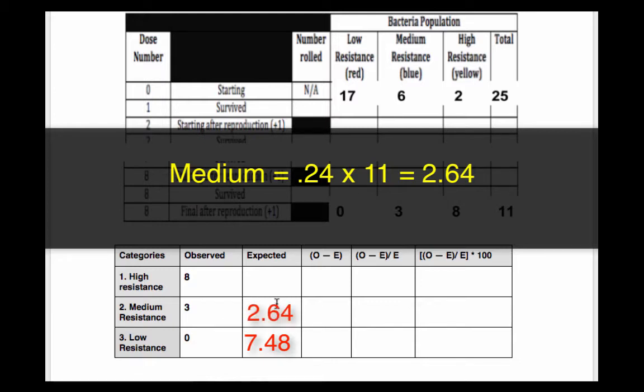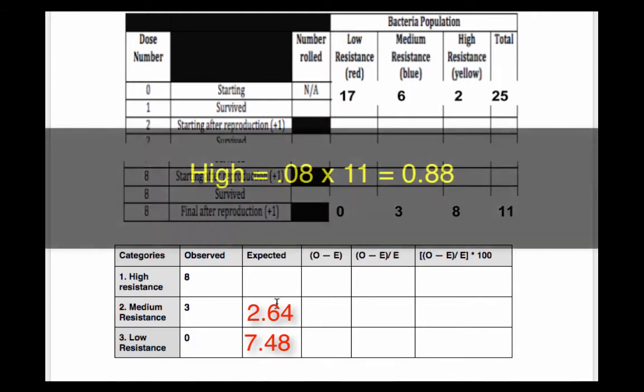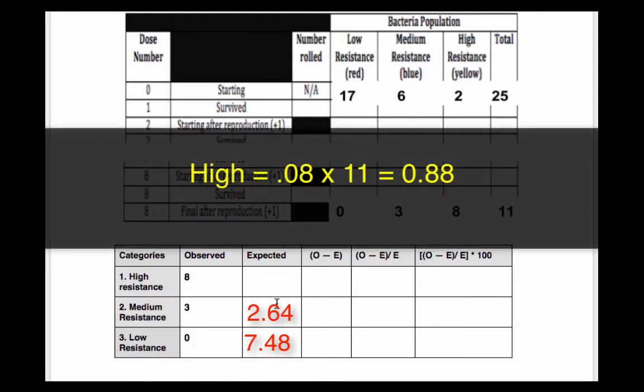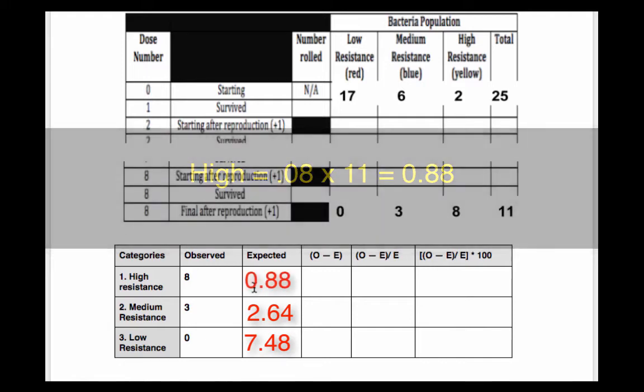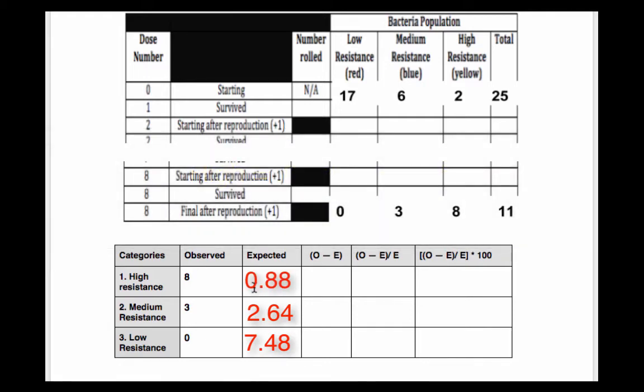And then for our high resistance bacteria, we said that was 0.08 of the population. So 0.08 times 11, and that would give us 0.88. And if we add up our 0.88, 2.64, and 7.48, that should give us back our 11, which is the same as adding up all of our observed. So that's how you do those calculations. Then you can follow the rest of the steps and get your percent error. Some might be negative, some might be positive, but that will let you know how much the population has changed.